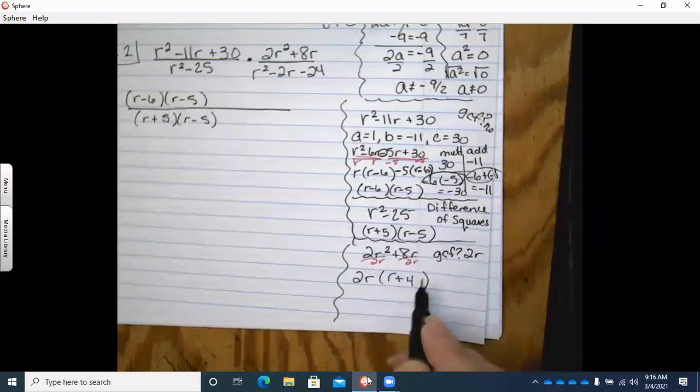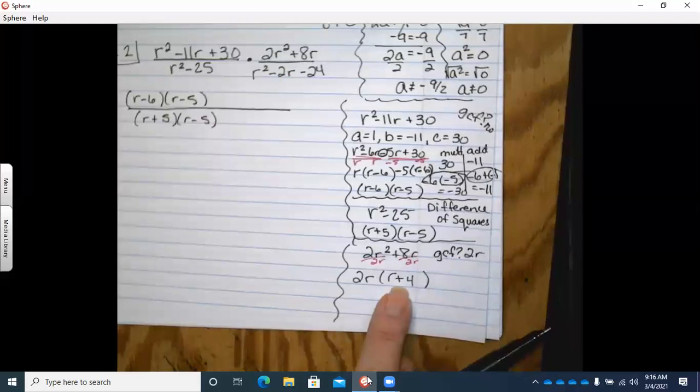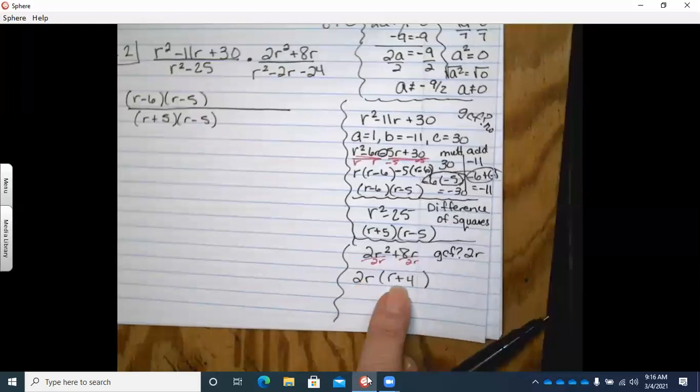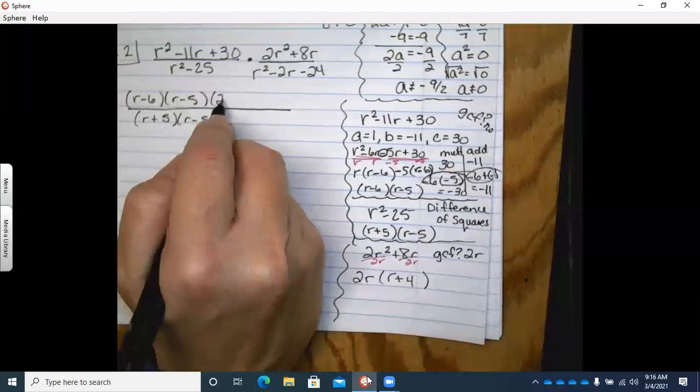I took it out, right? The R's cancel. Now, we started with a quadratic, but what's inside parentheses? Is that still a quadratic? No, because we took one of the R's out, so what's left is linear. Remember, if this was still a quadratic, I could probably factor further. But because we took one of the R's out, now it's linear. So linear, the only thing we can do is factor out a GCF if there is one. If there's not, that's all we have. So this is factored. So 2R and R plus 4.